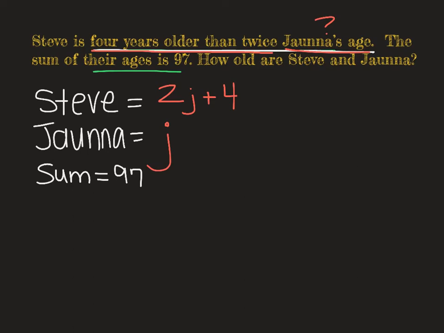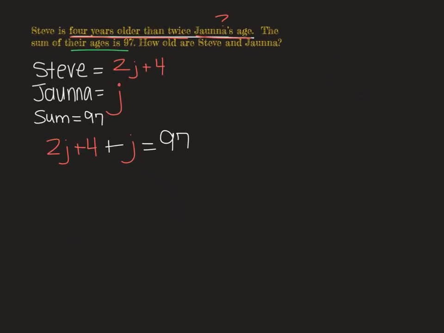So given that information, we can go ahead and write an equation to figure out how old Steve and Jonna are. So I'm going to take Steve's age, which is 2J plus 4, and I'm going to add Jonna's age, which we said is just J. And when we put those together, we get a sum of 97. And now let's solve that equation to figure out their ages. 2J plus J equals 3J. And we still have plus 4 here, equals 97.